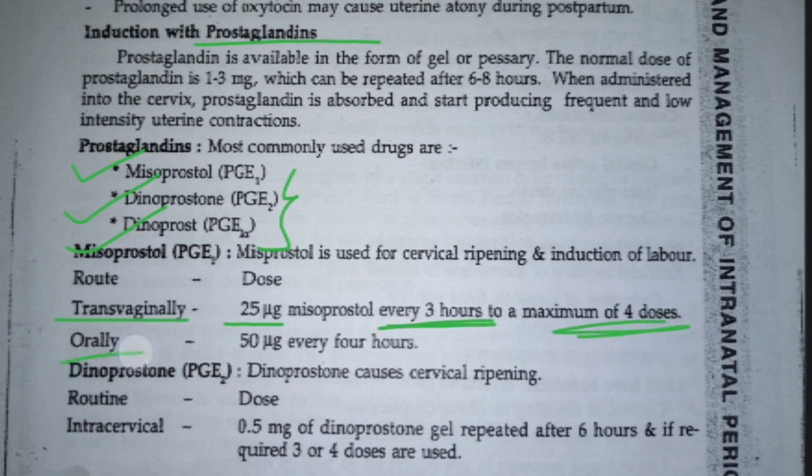If it is oral, then 50 micrograms will be provided every 4 hours. Then the normal delivery will occur. When it comes to dinoprostone, here we have a dosage in gel form, 0.5 mg. It will be applied in the cervix region every 6 hours. After applying it 3 to 4 times, the normal induction of labor occurs.